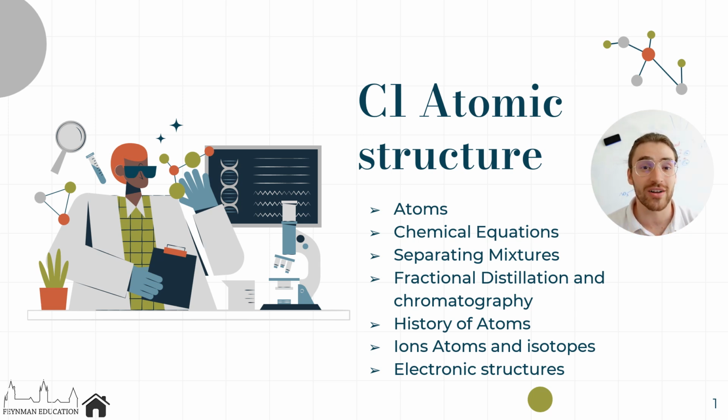So the first chapter we're going to be covering is atomic structure. The atomic structure includes the atom, the history of the atoms, isotopes, ions, separating mixtures such as using fractional distillation, chromatography, as well as the electronic structure and chemical equations. A lot, I know, but we're going to get through it, and hopefully it's going to be a lot easier for you, as this is a lot more condensed, I think, than the book chapters.